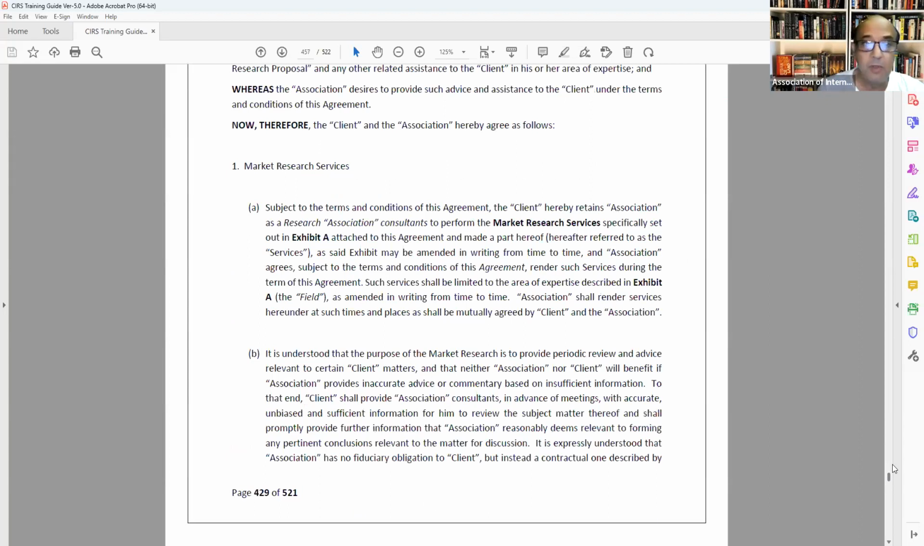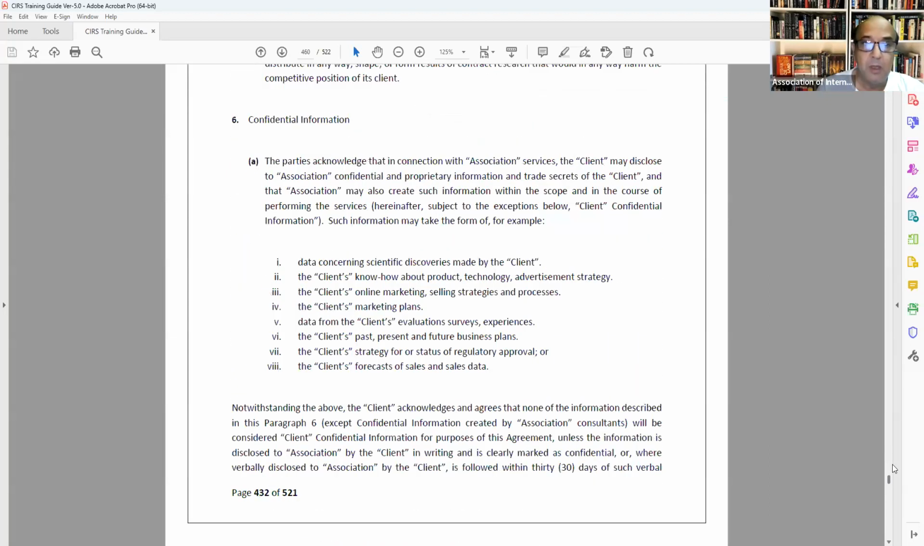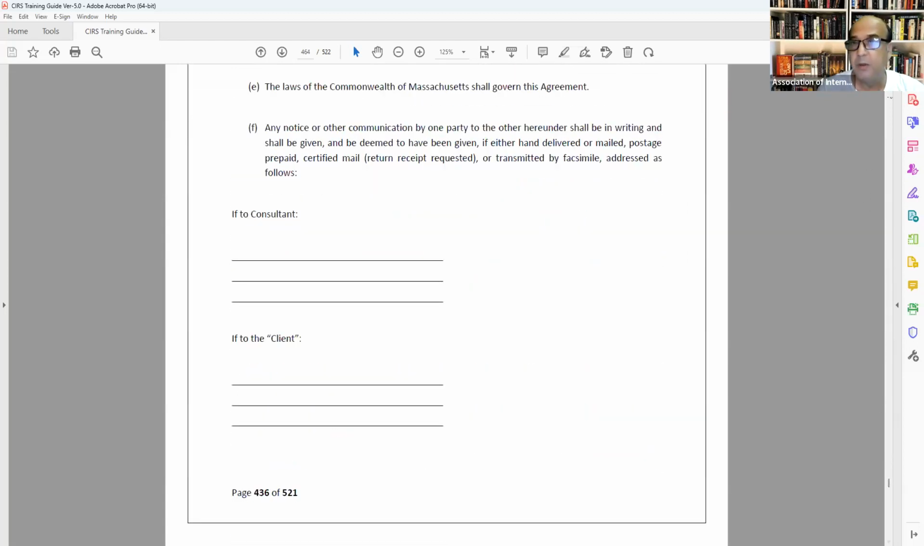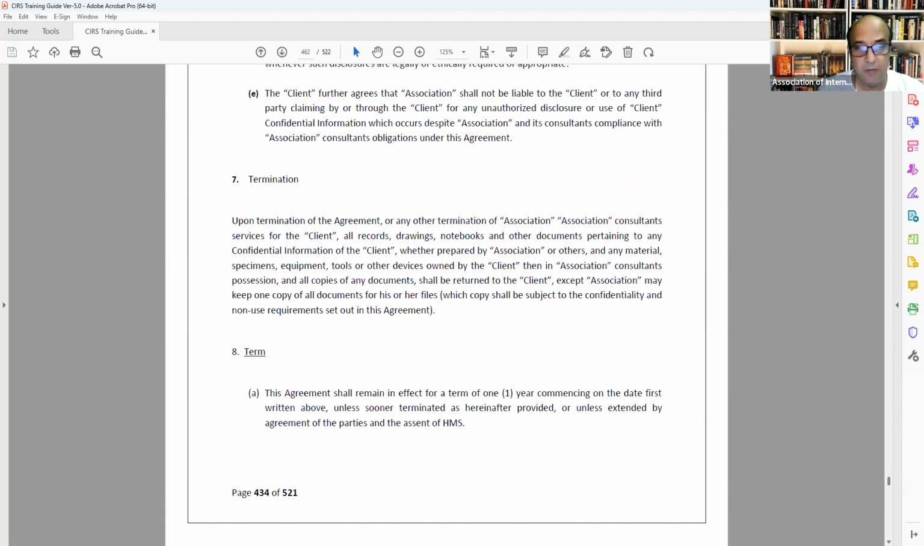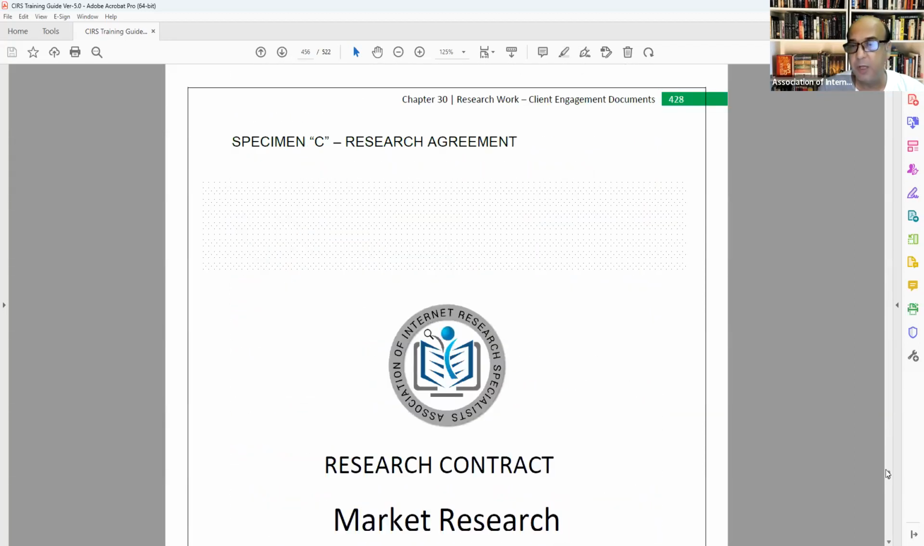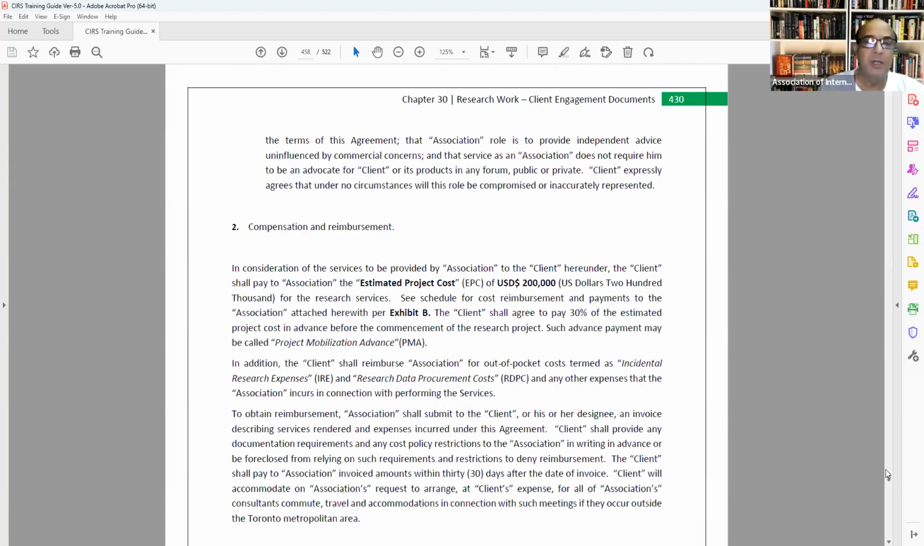So we don't have to go through the entire details here on the research contract. It's a lot of pages, I see. The important thing is that you get a sense of it or use it as a reference.